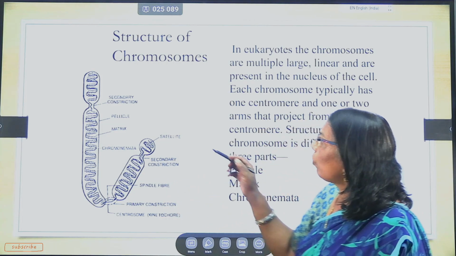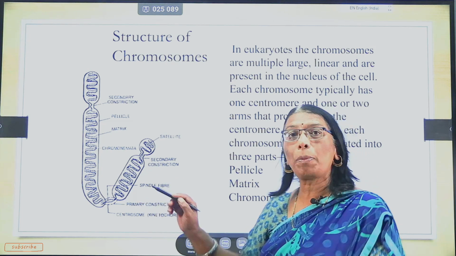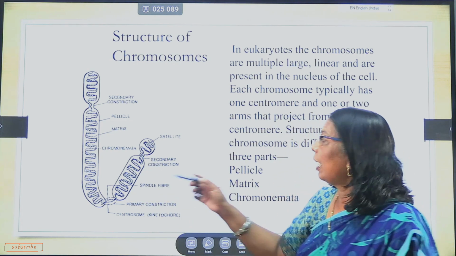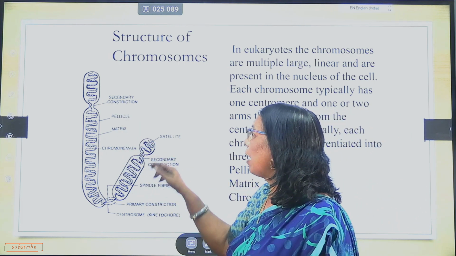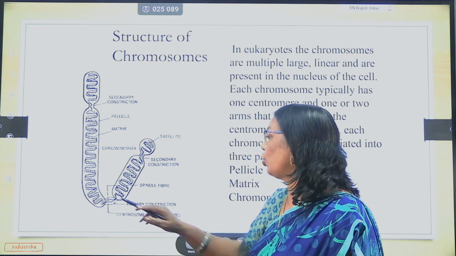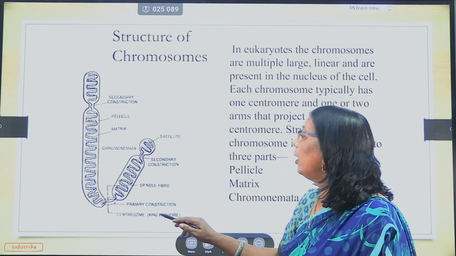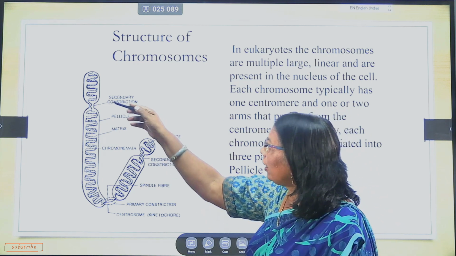Here we observe that due to the presence of the centromere, the chromosome has two parts as well as two arms. One arm is longer and one arm is shorter. This point is nothing but the centromere. The centromere is also termed the primary constriction, and it is also termed the kinetochore.